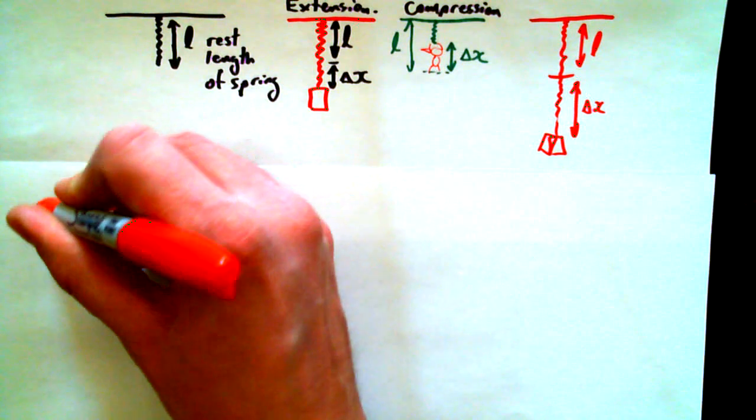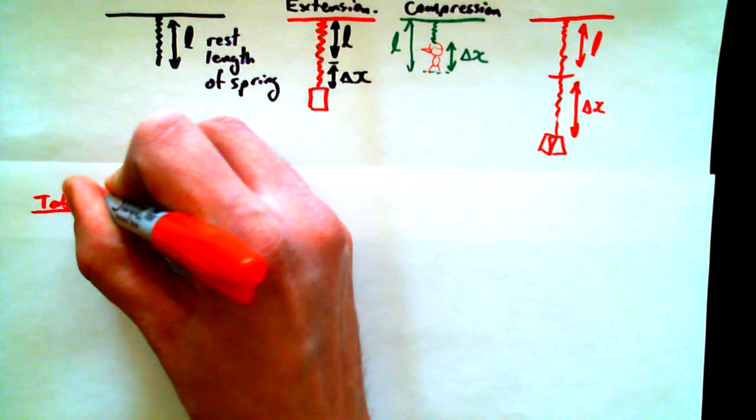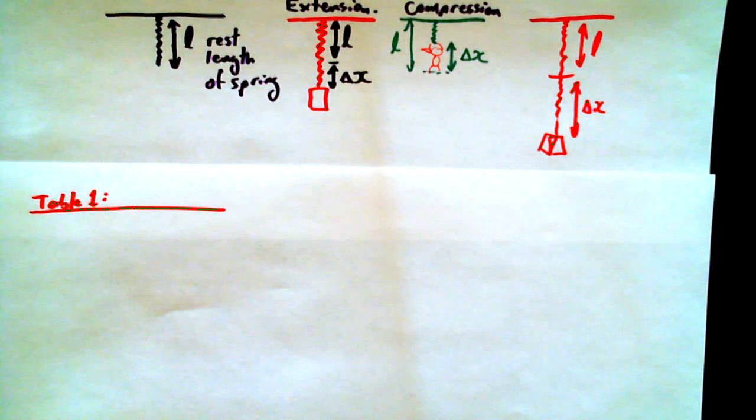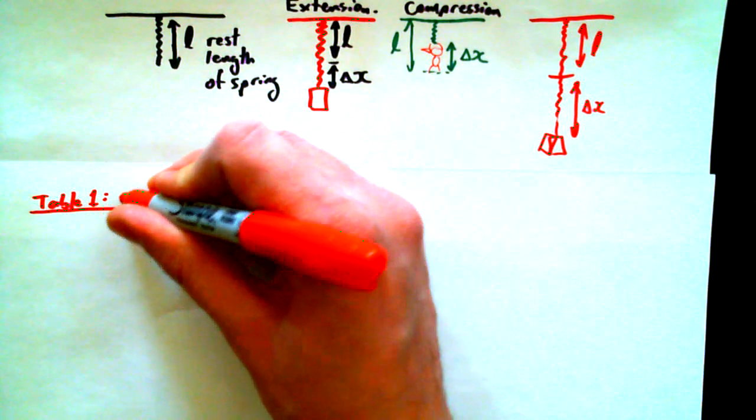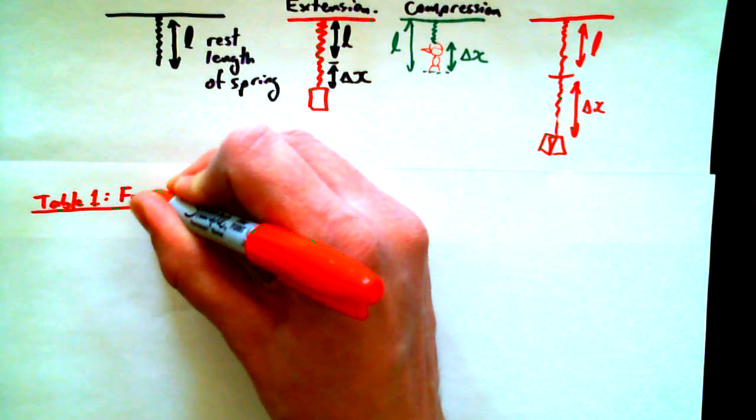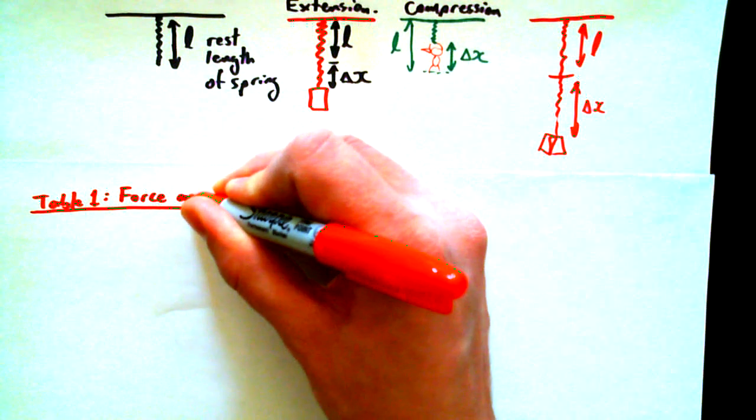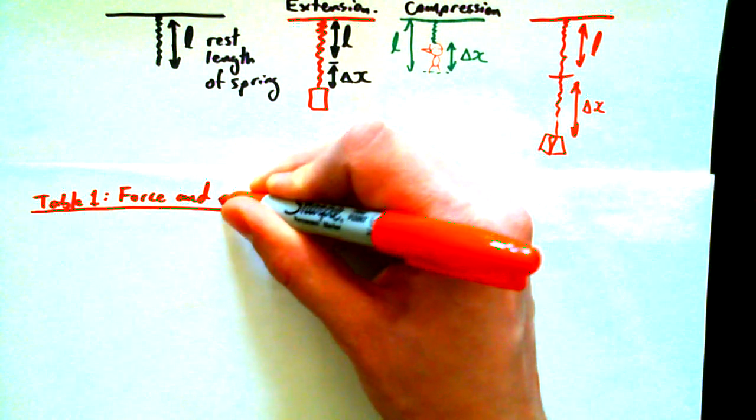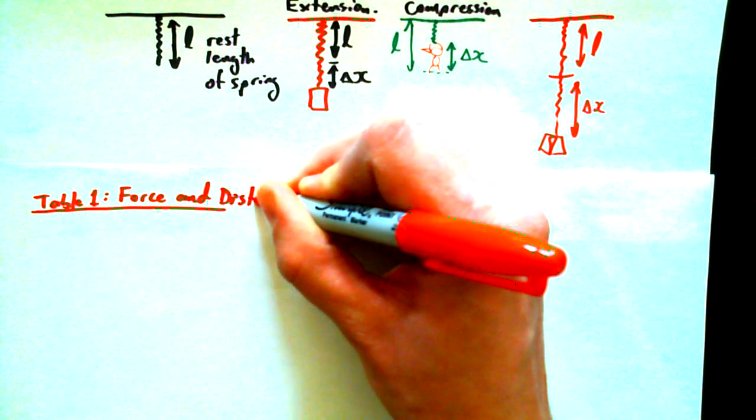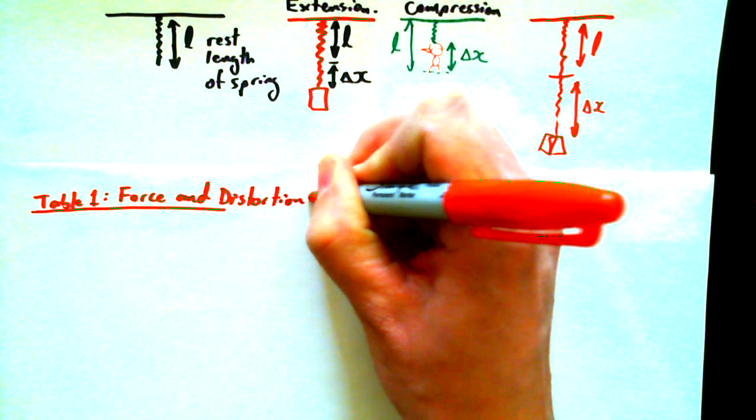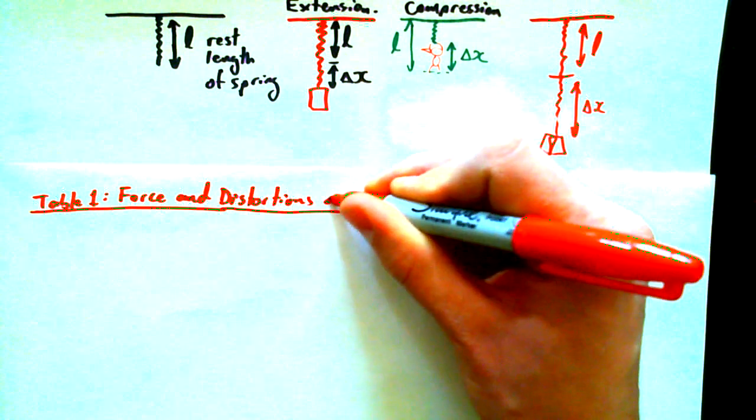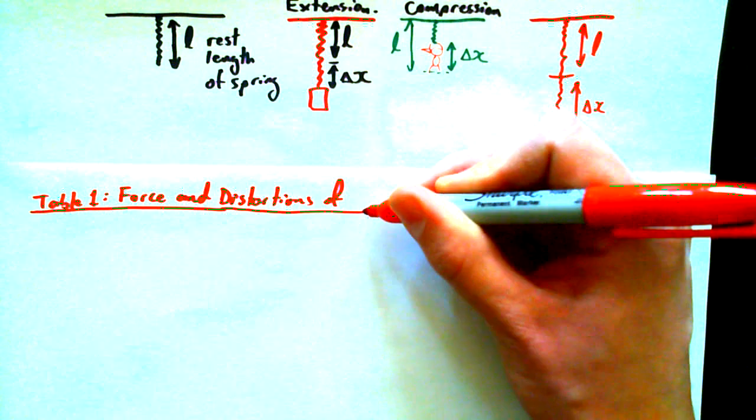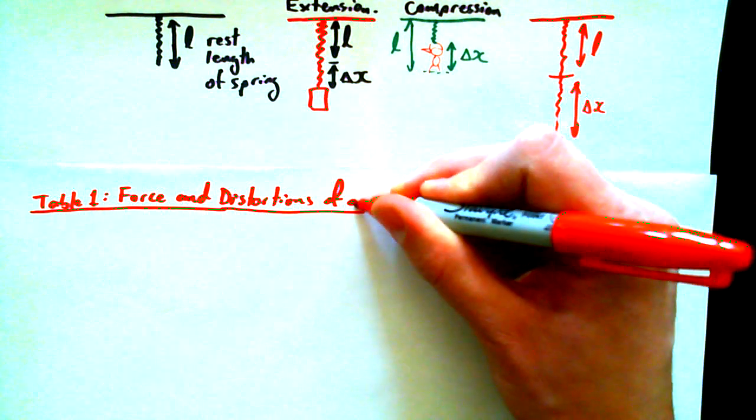I could call it Table 1. Because it's the first table I've drawn today. Table 1. Force and distortions of an extension spring.